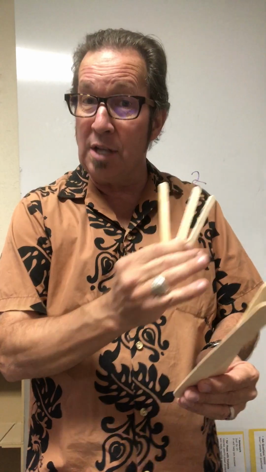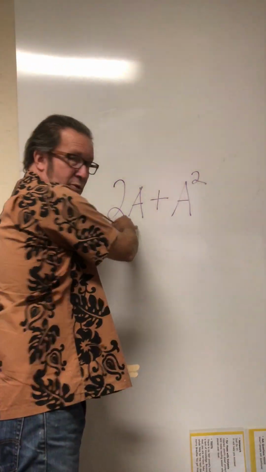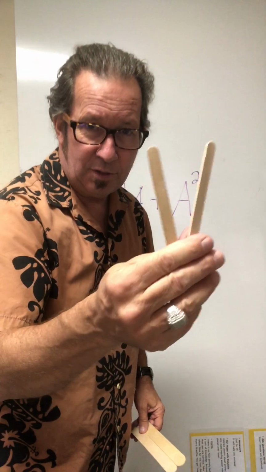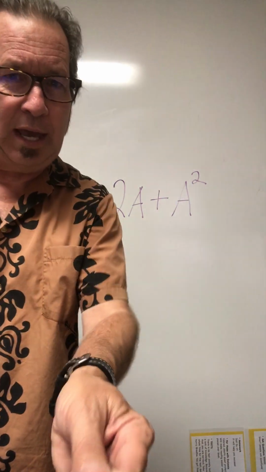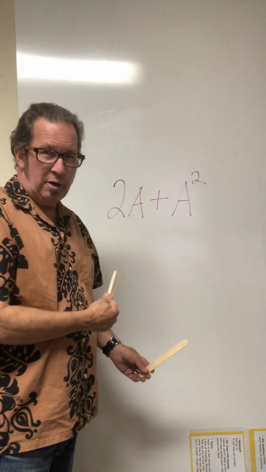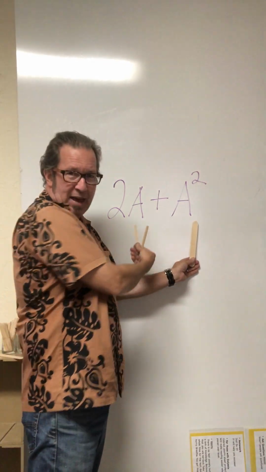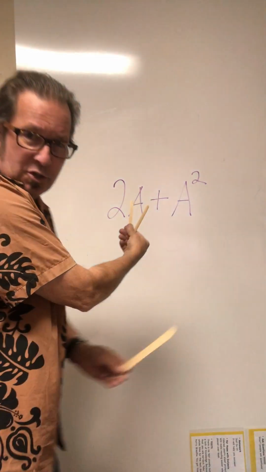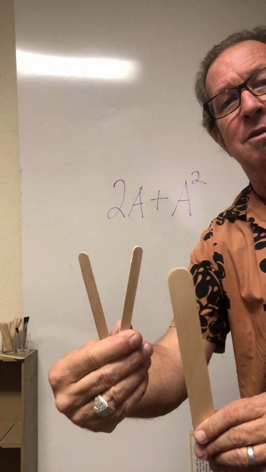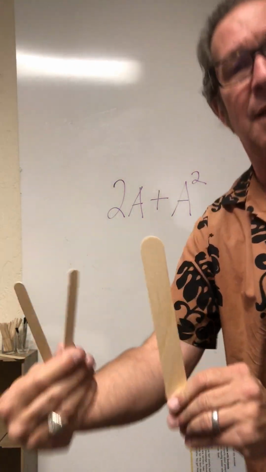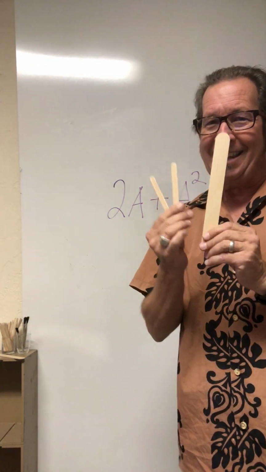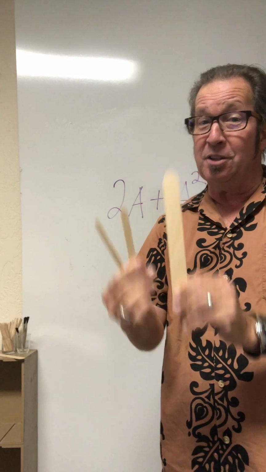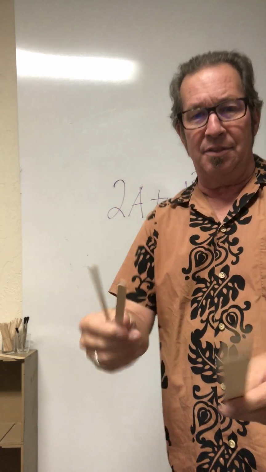So let's look at our example up here. We have 2a, let's use these, 2a, and then we have a squared. A squared is a different thing. So that's like the fat one. So we have two of these. Well, how can I do this? Like this. Two of these plus one of these. See how that lines up? How cool is that? So they aren't the same. They're similar, but they're not the same. They're both made out of wood, they're both in the same shape, but they're not the same.